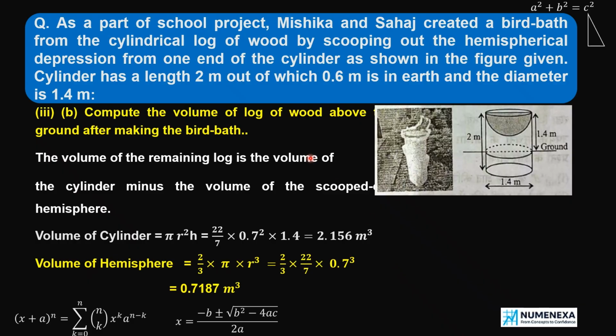But the aim is to get the volume of the log of wood above the ground. So we need to subtract the volume of the scooped depression from the volume of the cylinder. The remaining volume will be the volume of the cylinder minus the volume of the hemisphere, which is 2.156 minus 0.7187 approximately. So we get the remaining volume as 1.7973 meter cube.